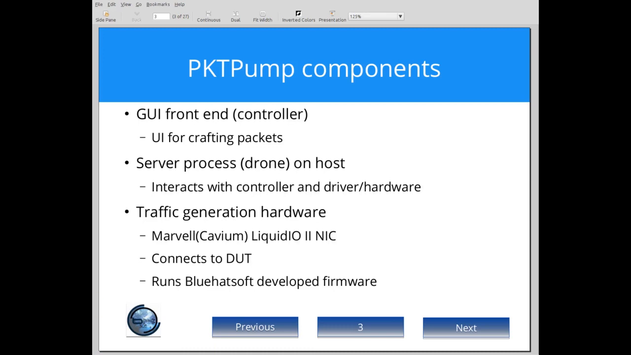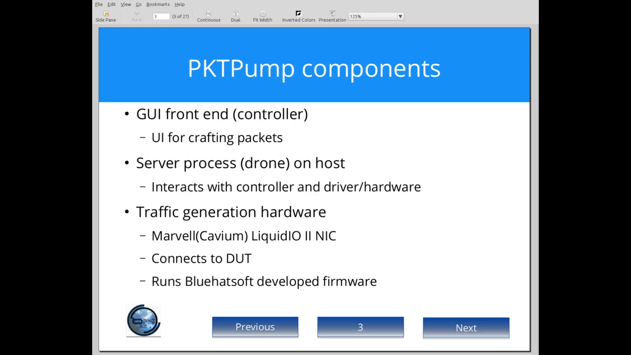There are three main components to PktPump, namely the GUI frontend. This is also called the controller. The controller, as the name implies, lets the user craft different types of packets, start and stop traffic generation, and do other management tasks. The controller connects to the server process, which runs on the backend hardware hosting computer and interacts with both hardware as well as the GUI frontend. This component is called drone.